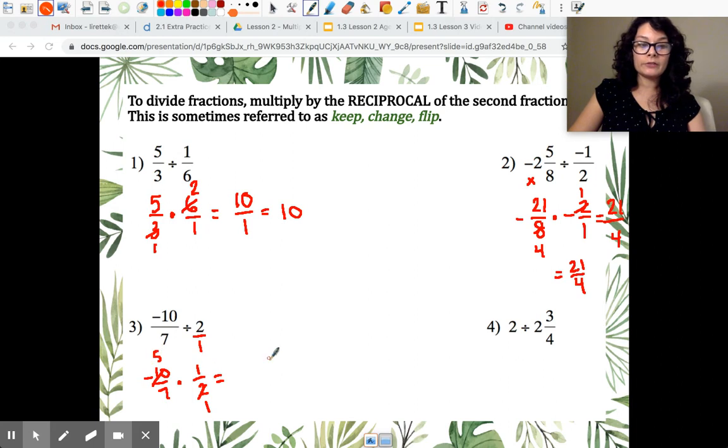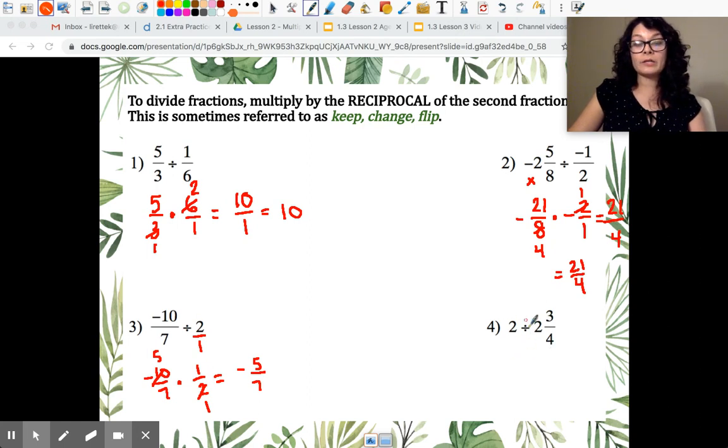Negative 5 times 1 gives me a negative 5. 7 times 1 gives me 7. And notice I should have a negative product here anyways, because a negative times a positive gives us a negative. And this doesn't reduce any further because I've already reduced ahead of time.